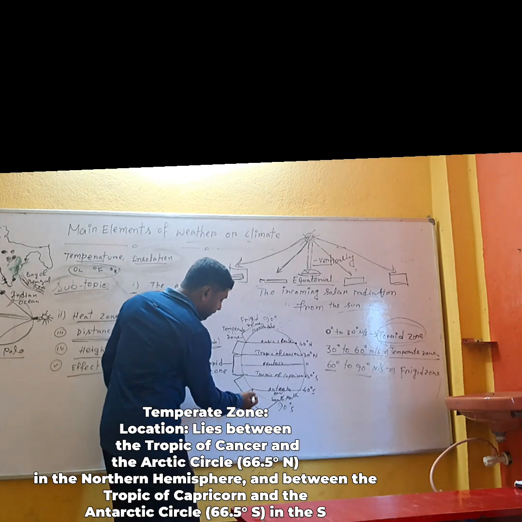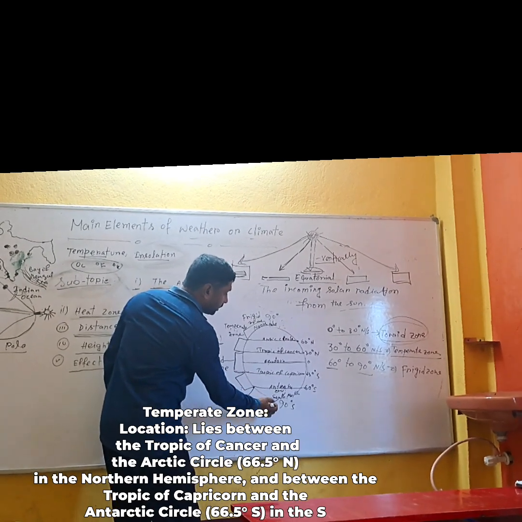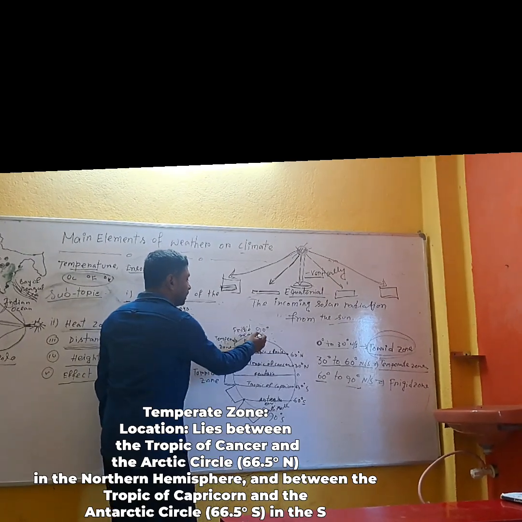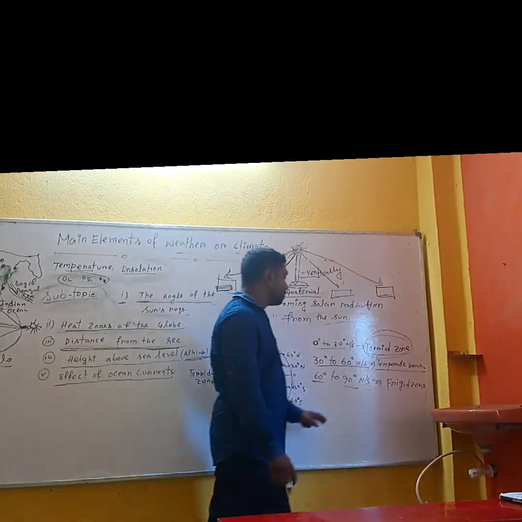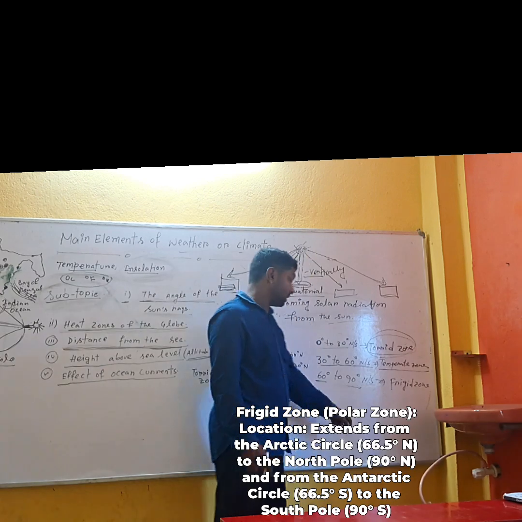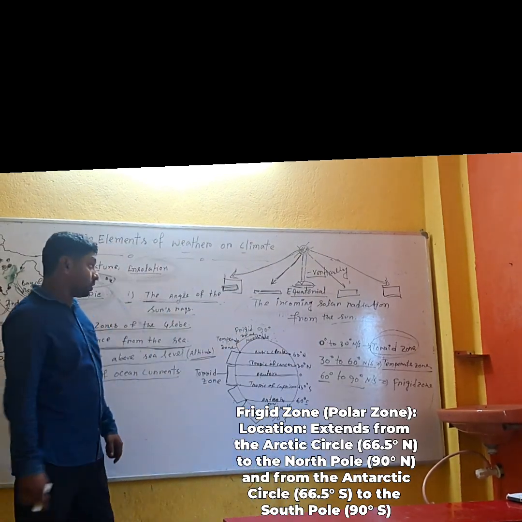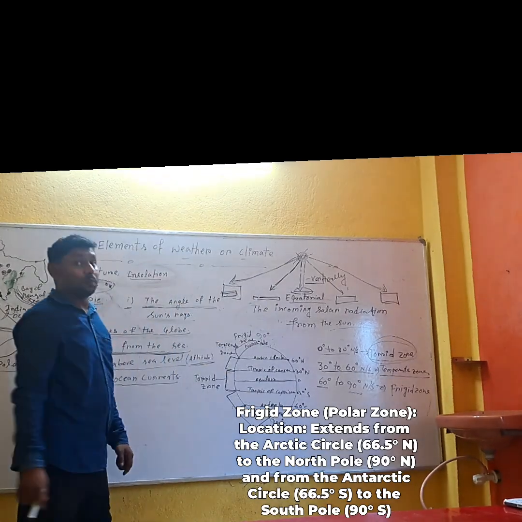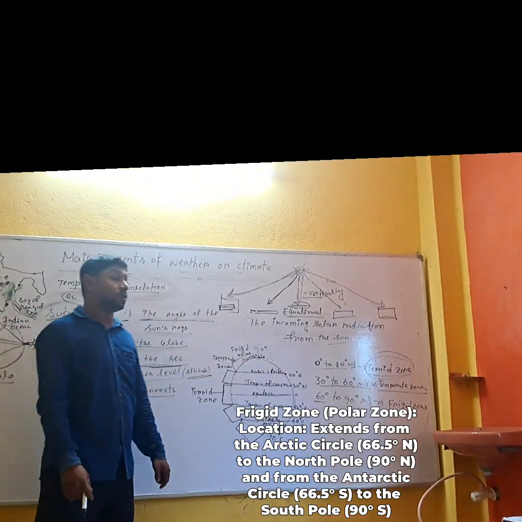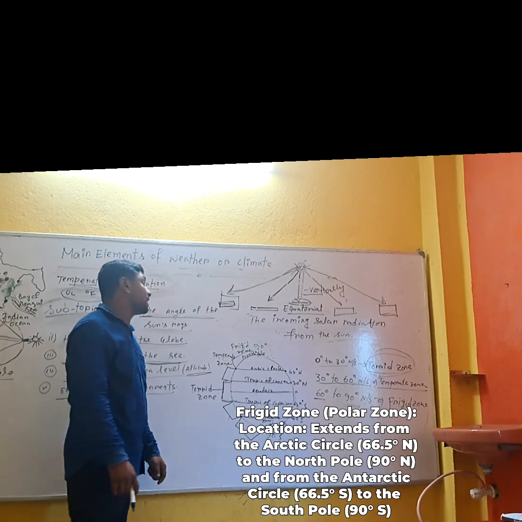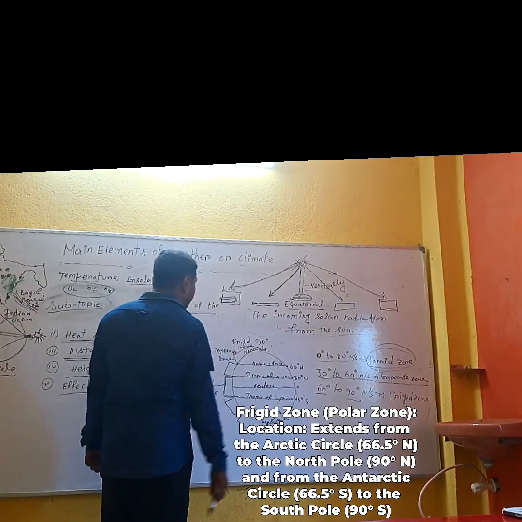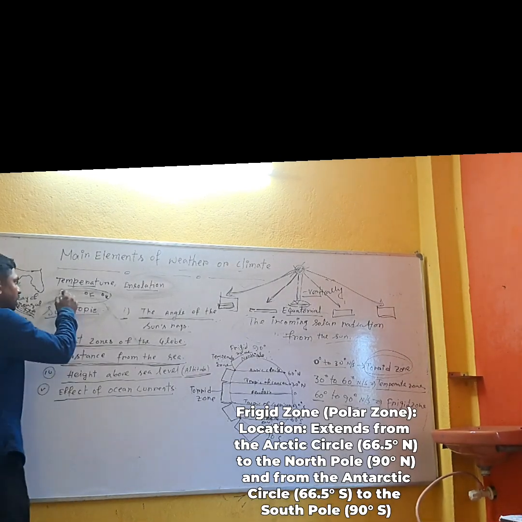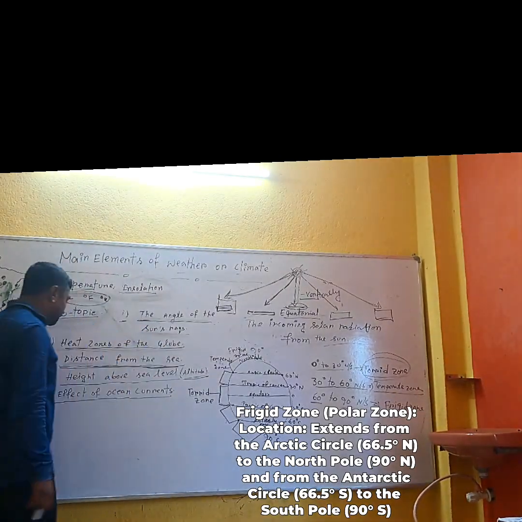Now come to the next. This is 60 degrees south to 90 degrees south, and 60 degrees north to 90 degrees north. This is known as the frigid zone. Frigid zone means it is very cool, because this area does not receive sunlight throughout the year. It does receive some, but it is very low and not sufficient to make these areas hot. So these three different heat zones influence our temperature and our insolation.